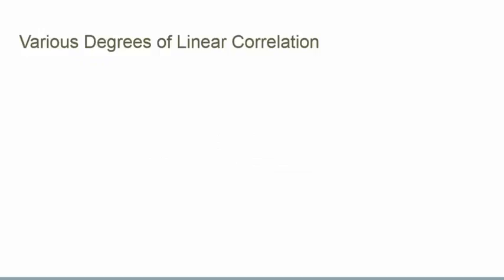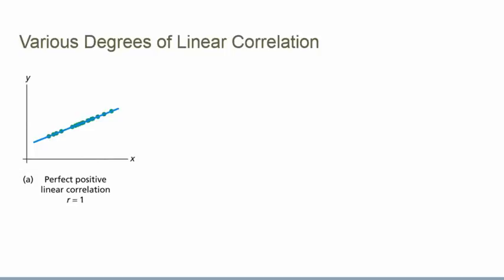Various degrees of linear correlation. For our first graph, we have an example of perfect positive linear correlation when r equals 1. All my dots for my scatter plot are on the regression line, and it increases from left to right.